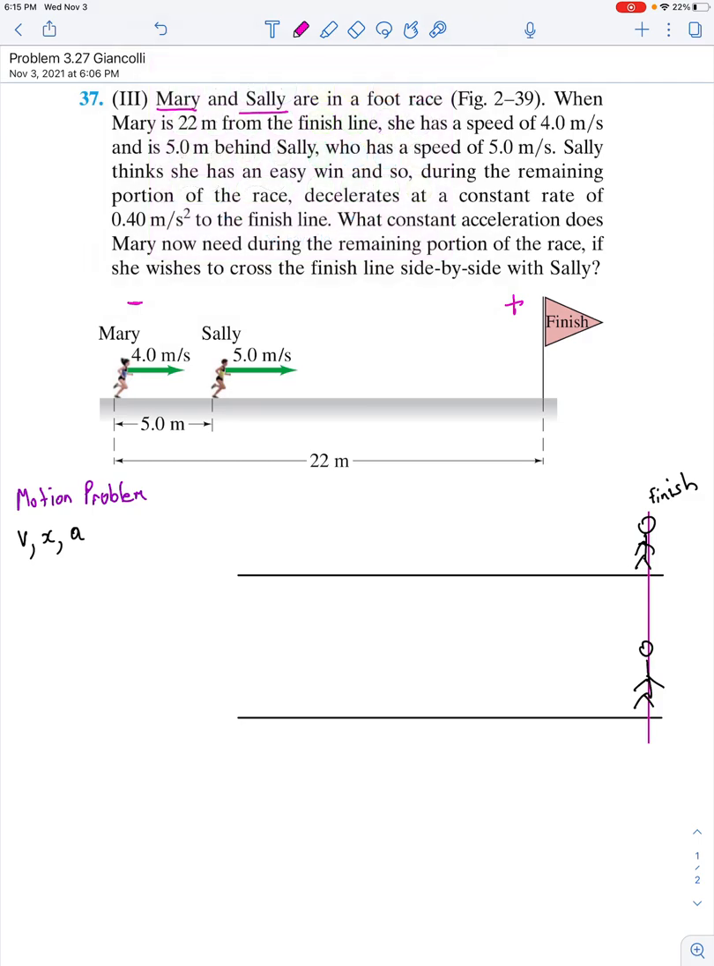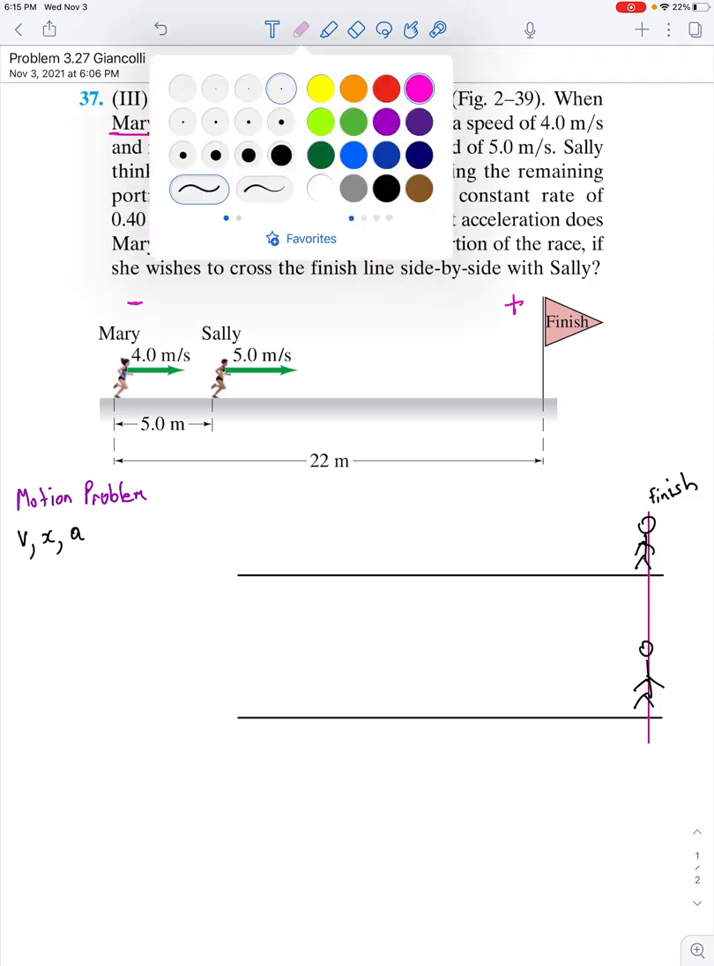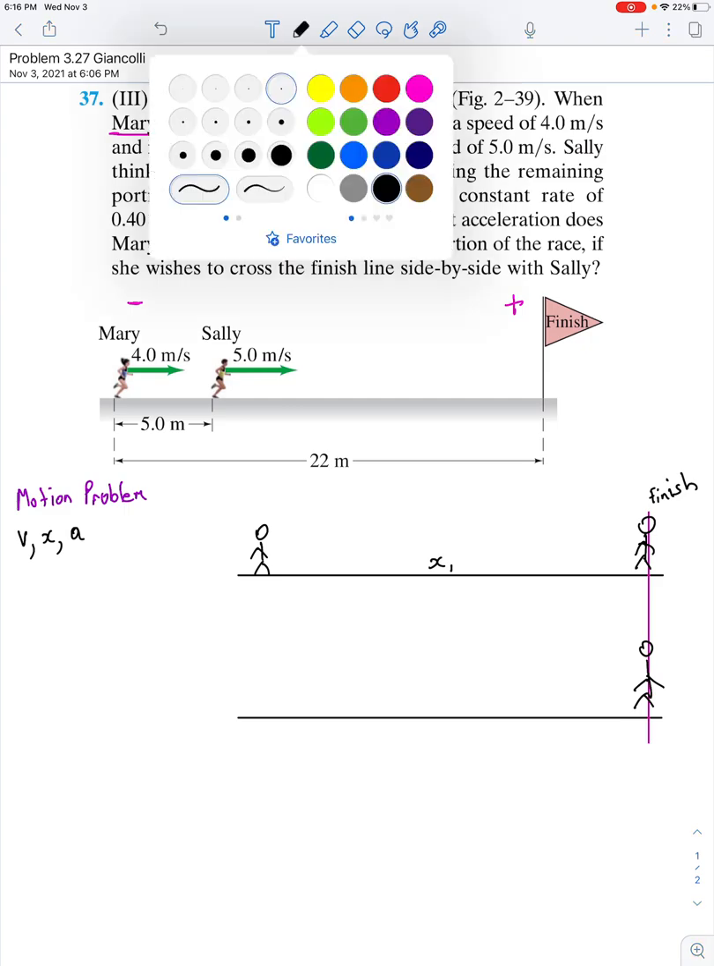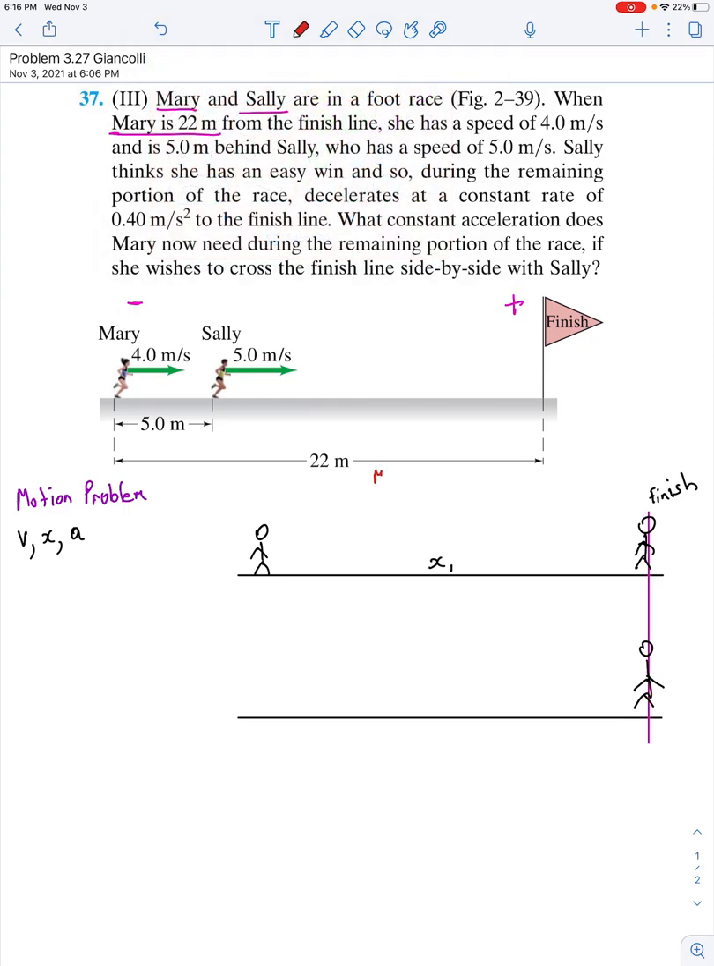When Mary is 22 meters from the finish line. Boom. 22 meters, I'm going to draw that. So Mary is 22 meters from the finish line. This is Mary, and she's going to the finish line. So this distance I'm going to call x1, because I'm going to call Mary 1, since there are 2 things.